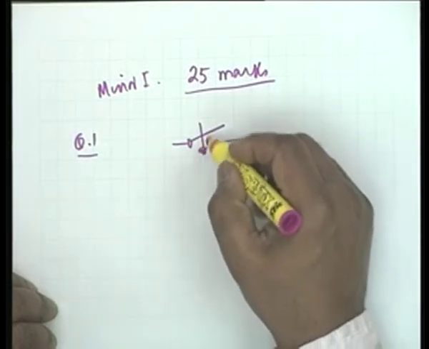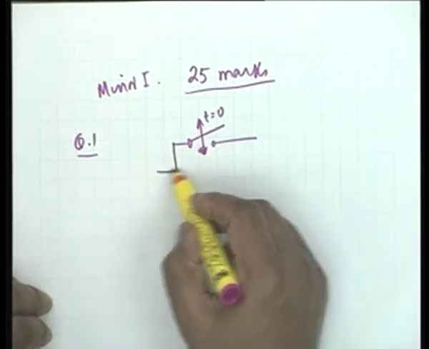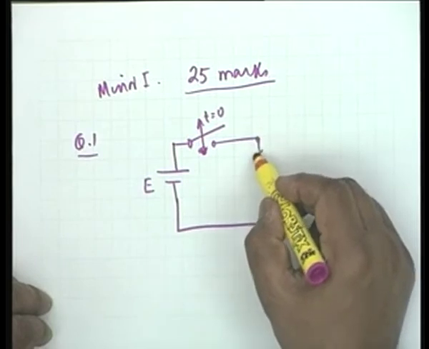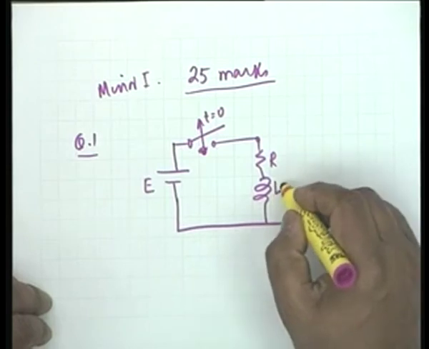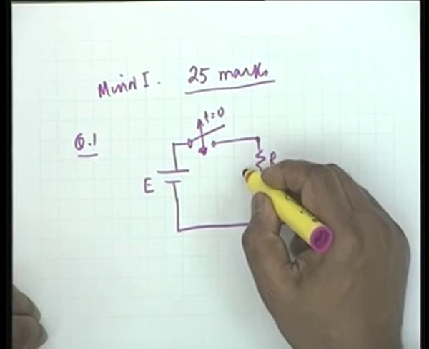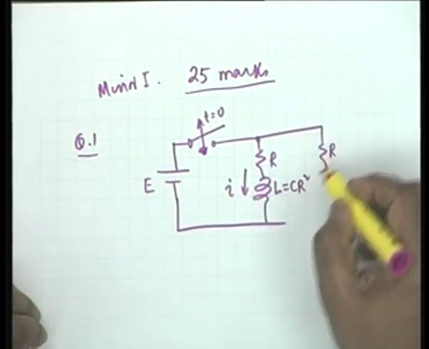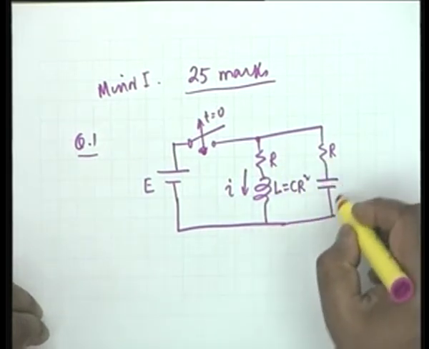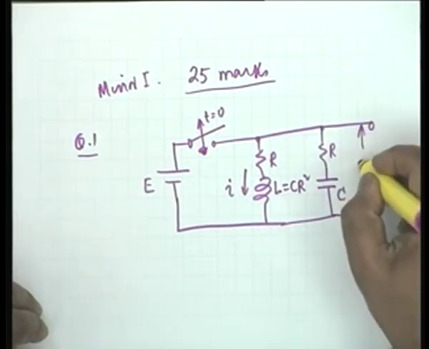At t equal to 0, the switch is opened, there is a battery E, and there are two parallel branches R and L. The value of L is CR squared, it is a special value, and this current is I. Then there is a resistance R. Note that these two resistances are equal, and this capacitance is C. The voltage across this combination is V.